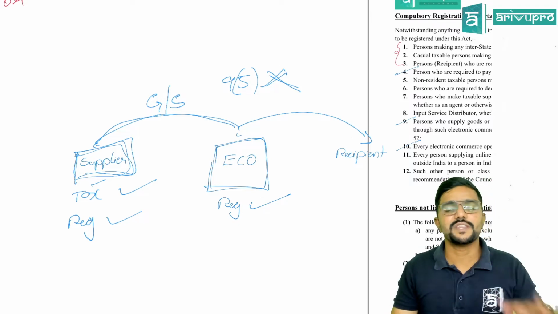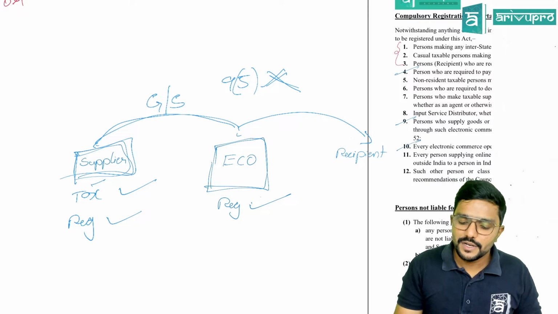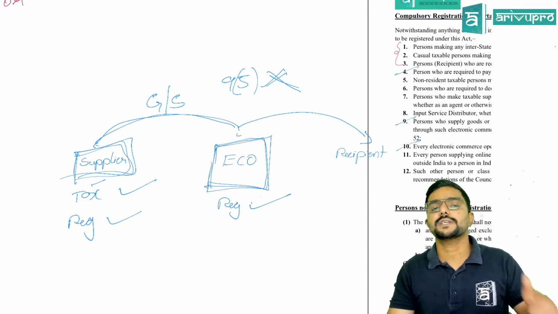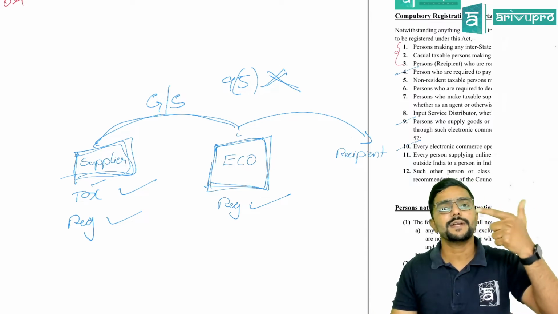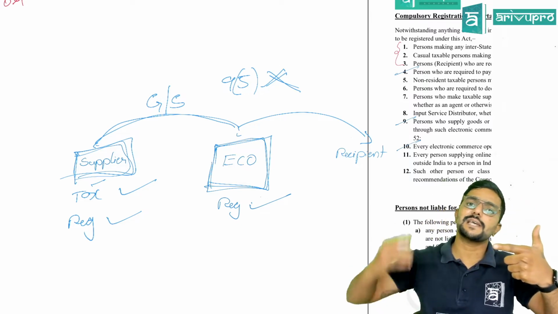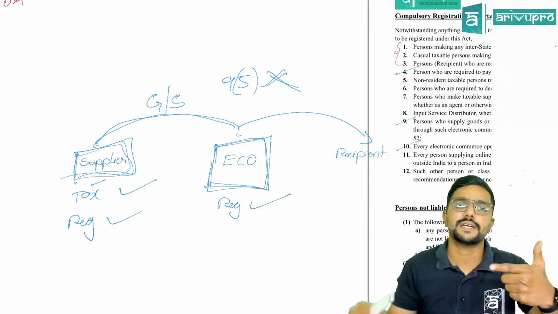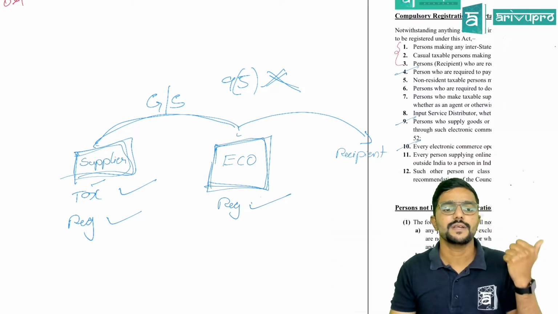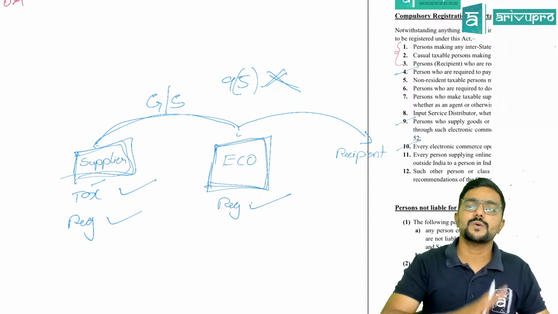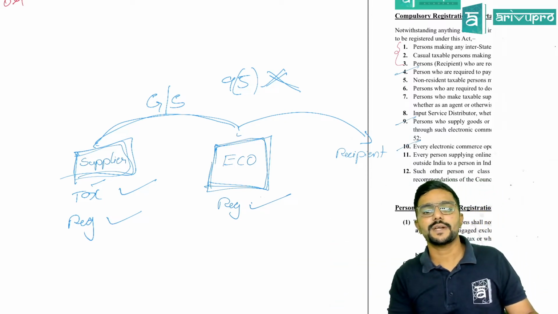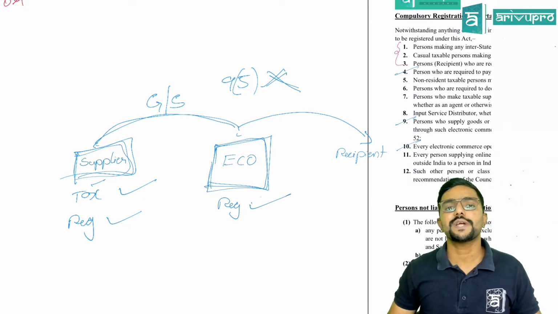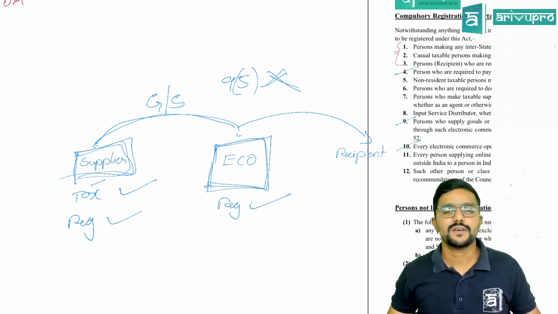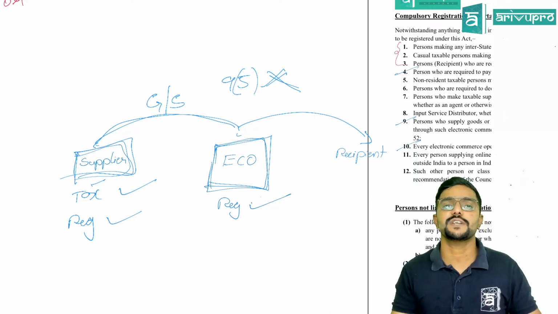So there are totally 3 points where they're talking about 9(5). If the electronic commerce operator is paying tax under 9(5), they should get registered. Next, if the electronic commerce operator is collecting TCS as per section 52, they should get registered. Then if the supplier is supplying goods and services through an electronic commerce operator, and on that supply 9(5) is not applicable, who should get registered? Supplier. Because he is the one who is liable to pay tax, he will get registered, mandatorily, irrespective of the turnover.